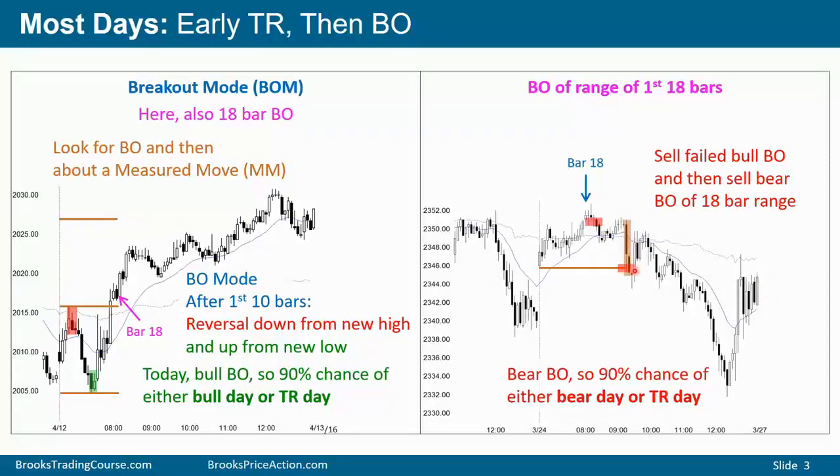Once the bears got their breakout, they knew there was a 90% chance this would remain the high of the day, and that means that the day would either continue as a trading range day or become a bear trend day. Now, what about breaking above the 18 bar range here? Does that mean this had a 90% chance of being the low of the day? Well, at that instant, when the market here went above the 18 bar range, it did have a 90% chance of remaining the low of the day, this bar. But when it immediately reversed, that 90% quickly became more like 50-50. And then once the bears got the bear breakout, this had a 90% chance of remaining the high of the day.